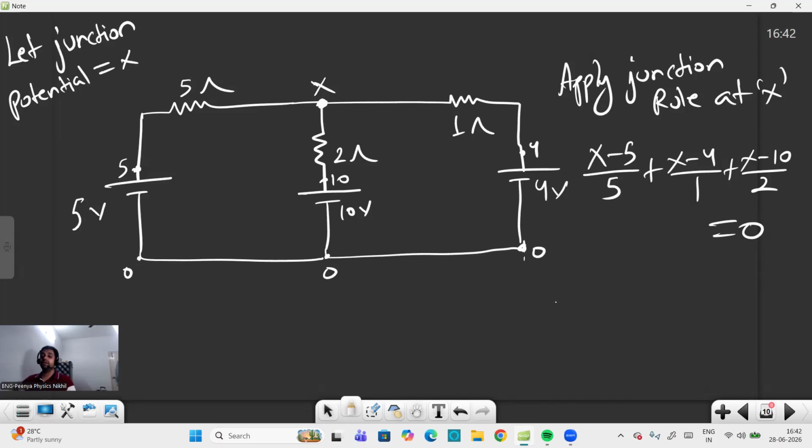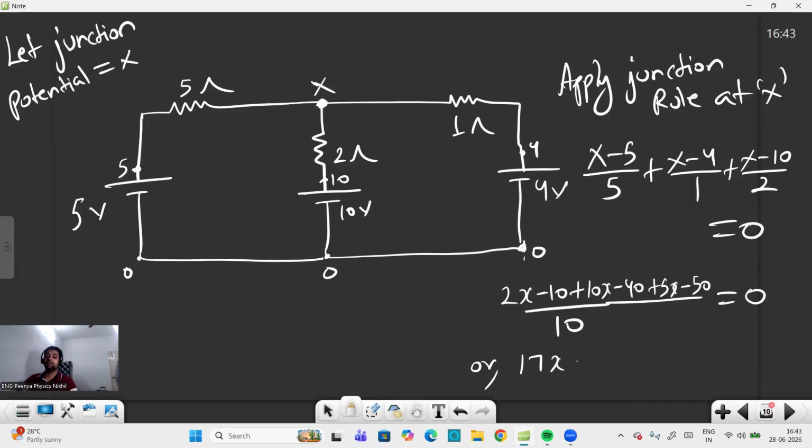Now I can find the X value by solving this. So it is 10 LCM. Now it is 2X minus 10, and then plus 10X minus 40, and this is plus 5X minus 50 equals to 0. Now it will be 10X plus 2X is 12X, plus 5X is 17X. So we can write it as 17X equals to 40 plus 10 plus 50, which is 100. Then the X value is 100 by 17 volt.